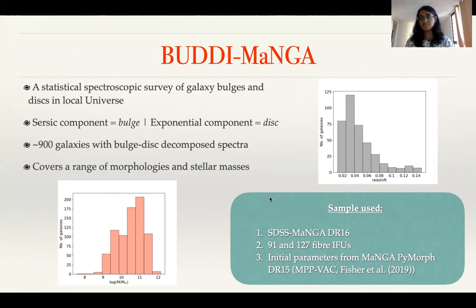This is because previous tests had shown that only these IFUs have a field of view large enough to perform bulge disk decomposition. And the initial fit parameters were set to those from the value-added catalog, and the galaxies were modeled with a central Sersic component representing the bulge, and an extended exponential component representing the disk. With BUDDI, we were able to extract the pure bulge and pure disk spectra of about 900 galaxies, covering a range of morphologies from early types to late type galaxies, and covering a range of stellar masses as well.